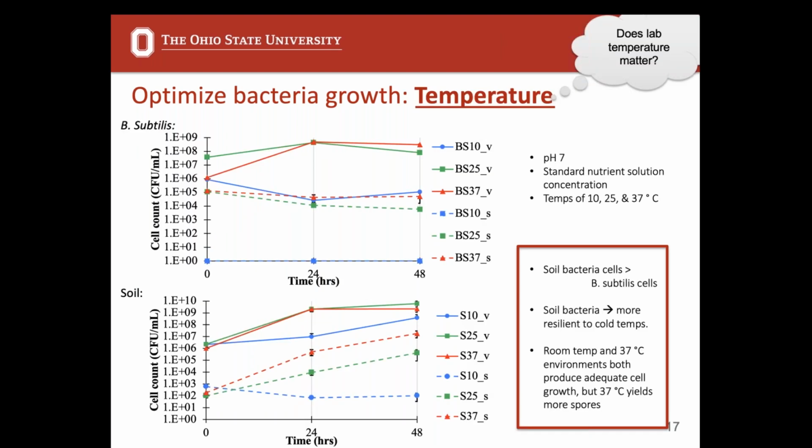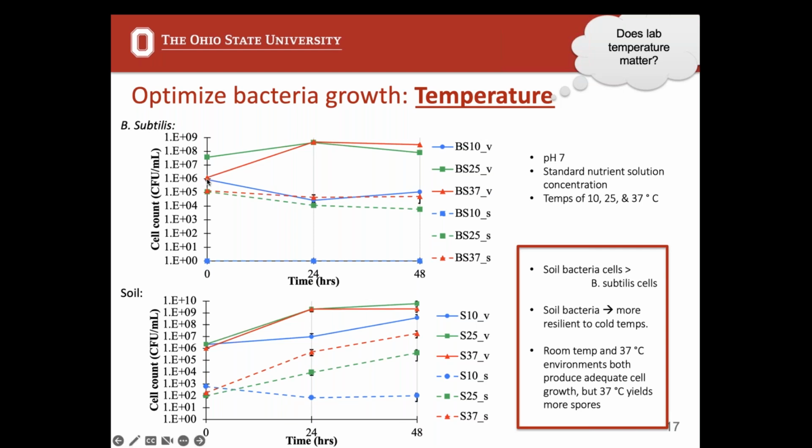The second variable we looked at was growth temperature. And primarily we wondered, does it matter what temperature my lab is, or can I grow these anytime? So we looked at 3 different temperatures, 10°C, 20, which would be a winter temperature, 25°C, which is about room temperature, and 37°C, which is about 100 degrees. And again, you can see we're looking both at the vegetative cells, which are shown with the solid lines, and the numbers of spores, which are shown in the dashed lines. The B. subtilis results are at the top of the page, and the soil sample results are at the bottom. So let's look first at the blue samples. Those are the low temperature samples.